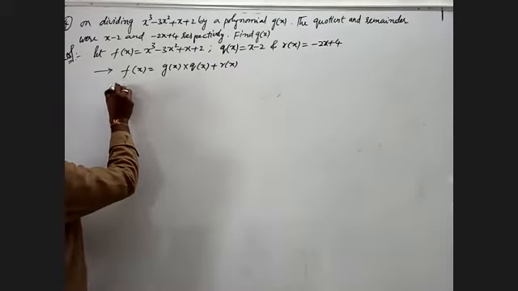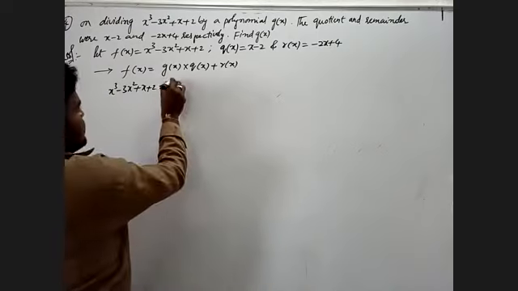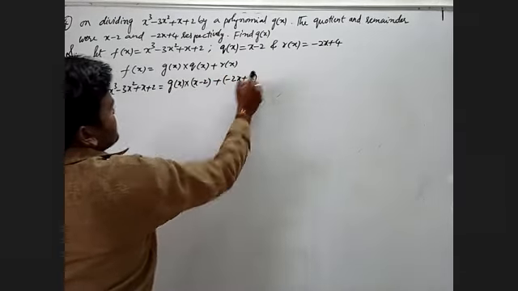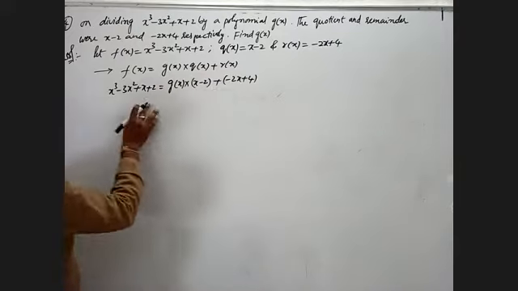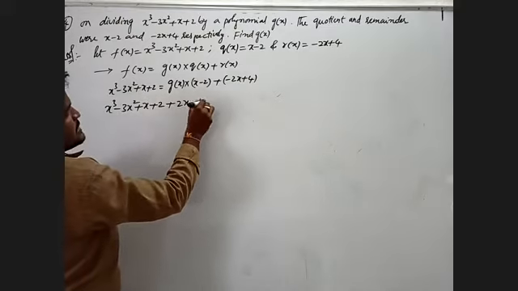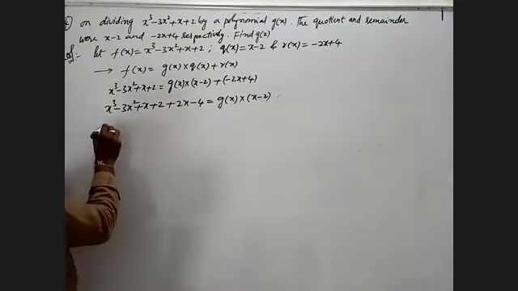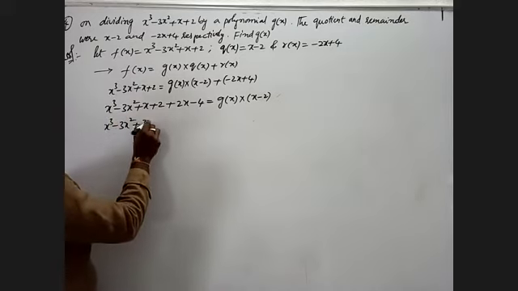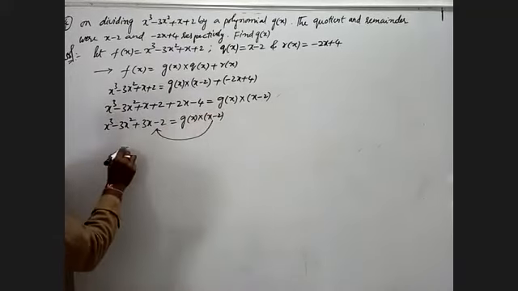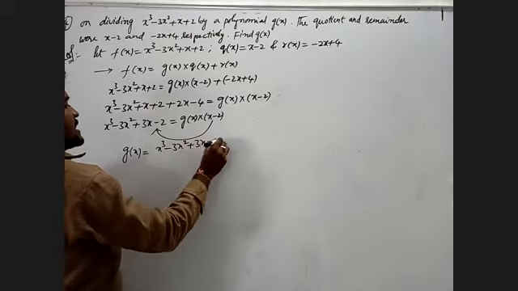What about the value of f of x again? That is, the value is x cube minus 3x square plus x plus 2 is equal to g of x. There is no g of x value. Then, what about the value of q of x? X minus 2. Then r of x is minus 2x plus 4. Okay, and I will write this value on this side, and I will write x cube minus 3x square plus x plus 2 plus 2x minus 4 is equal to g of x into x minus 2. Observe. What I have to write? X cube minus 3x square plus 3x minus 2 is equal to g of x into x minus 2. This value will go to this side, and I will write g of x is equal to x cube minus 3x square plus 3x minus 2 by x minus 2.